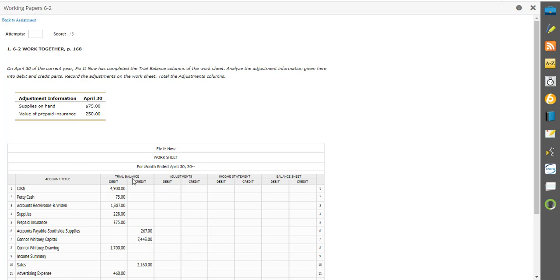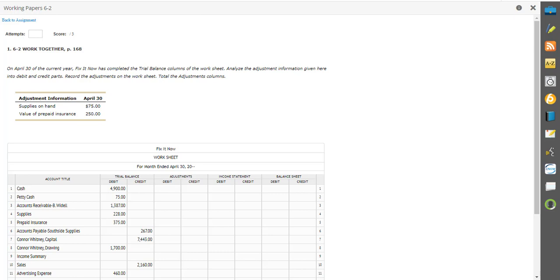And when I read our directions here for April 30th, the current year, it says Fix It Now has completed the trial balance of the worksheet. We're going to analyze our adjustment information into debit and credit parts and record it on our worksheet. Here is our adjustment information. Notice right here it says supplies on hand. That says what we physically have. Our adjustment column has to account for what we have used up.